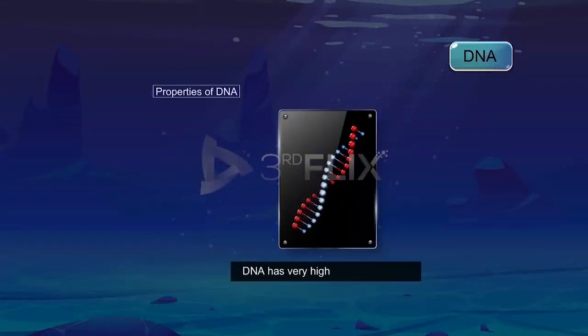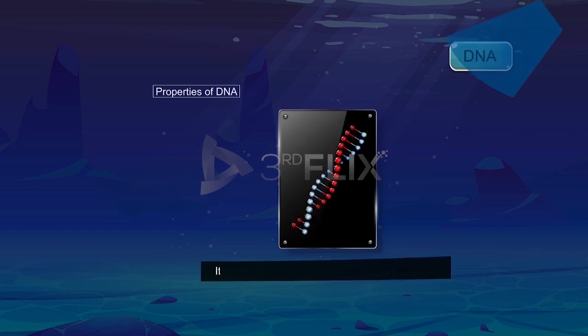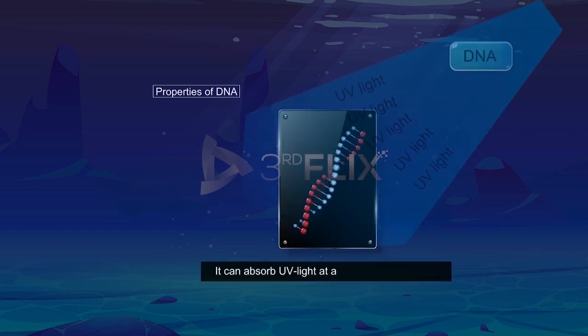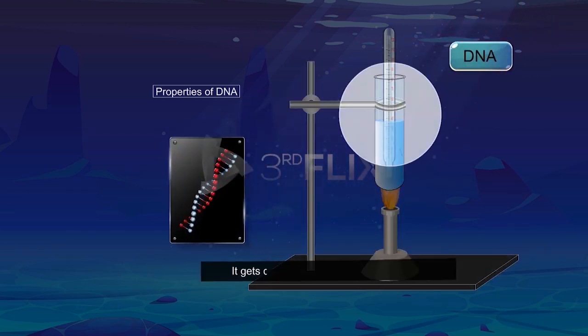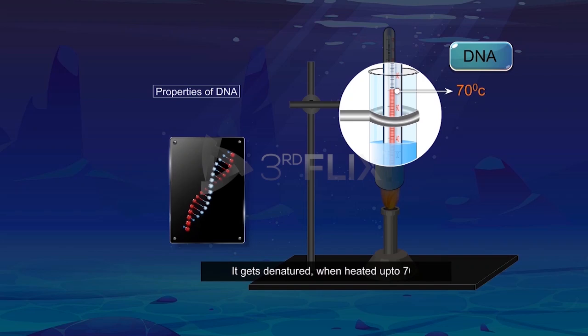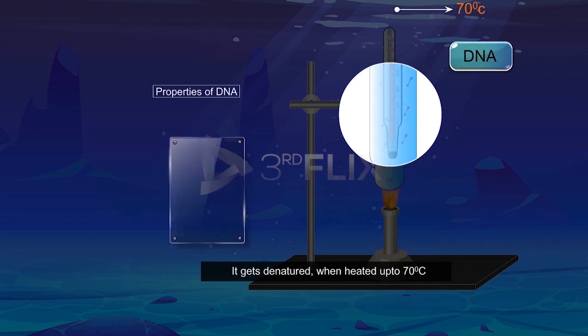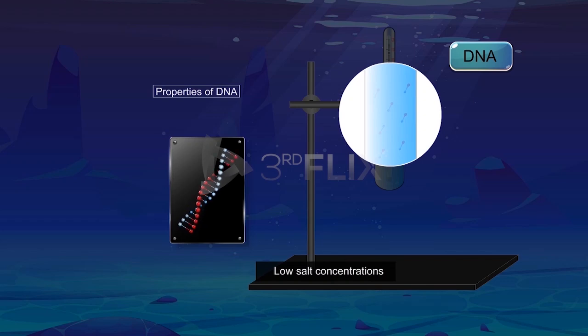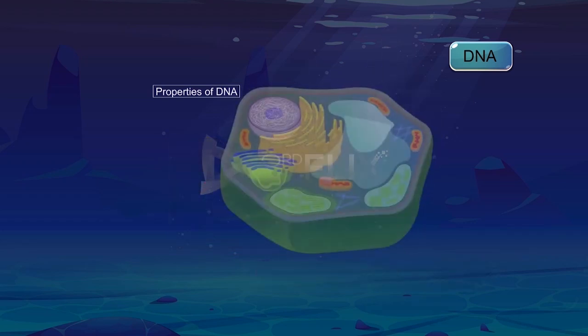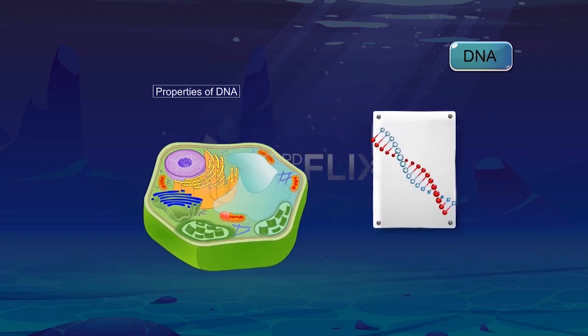DNA has a very high molecular weight. It can absorb UV light at a wavelength of 260 nanometers. It gets denatured when heated up to 70 degrees centigrade. Low salt concentrations and high pH values in a cell can also denature the DNA.